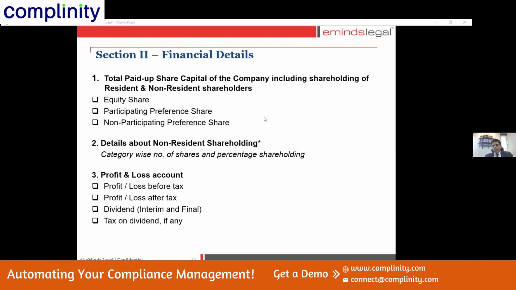Third is the profit and loss account. Here we have to mention profit and loss from the P&L, before tax, after tax, dividend if any declared by the company, interim as well as final, and tax on dividend if any. Nowadays generally there is no tax deducted by the company. Earlier it was dividend distribution tax which was deducted in the hands of the company. This is not much relevant as of now, but still it is covered in case there is any tax applicable.